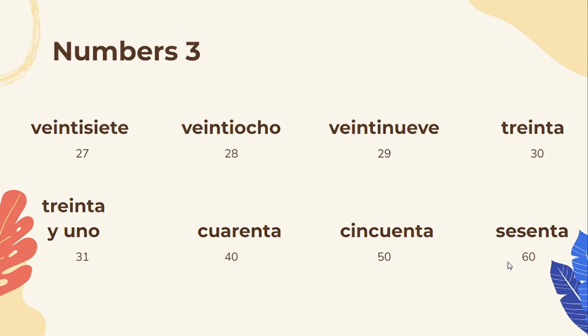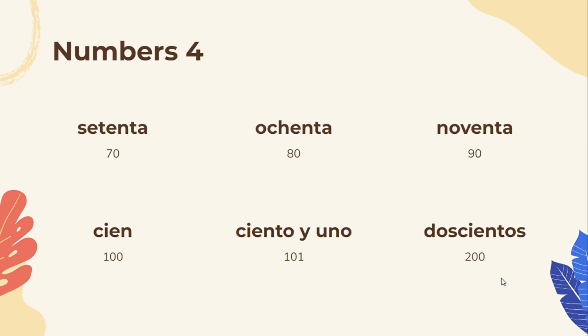50 is cincuenta. 60 is sesenta. 70 is setenta. 80 is ochenta. 90 is noventa. 100 is cien. And just for reference, 101 is ciento uno. The TO gets added to the end.